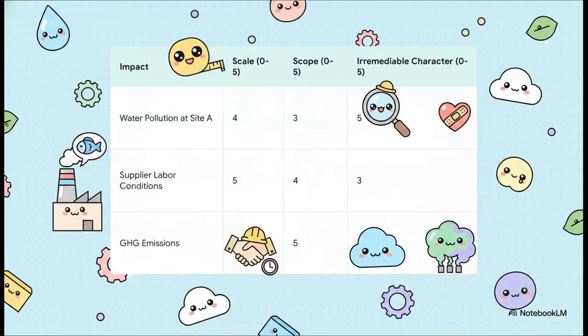A really practical way to do this is to put some numbers to it. Using a simple scoring system, like, say, a scale of 0 to 5 for each of those characteristics we talked about, scale, scope, and irremediable character, that can add some real structure and objectivity to your evaluation. It makes the whole process less about gut feelings and more about data.